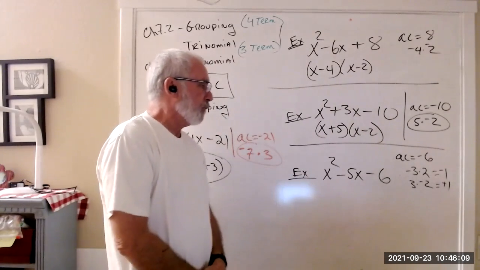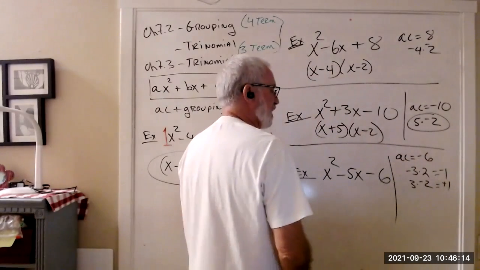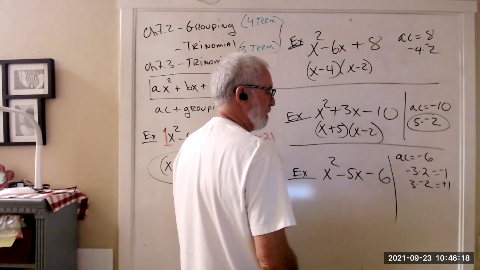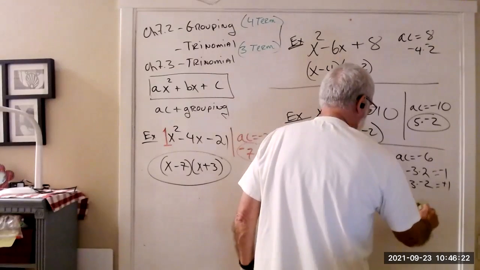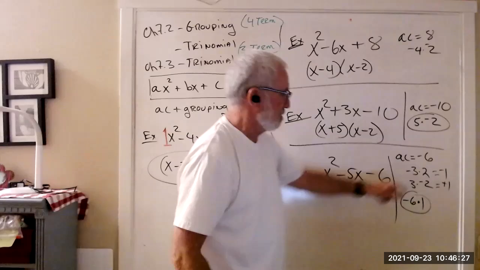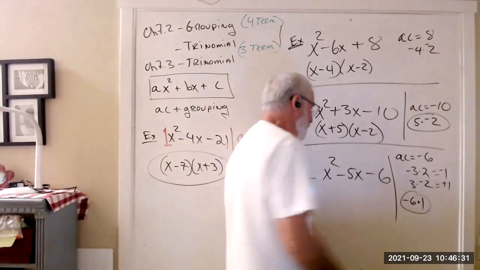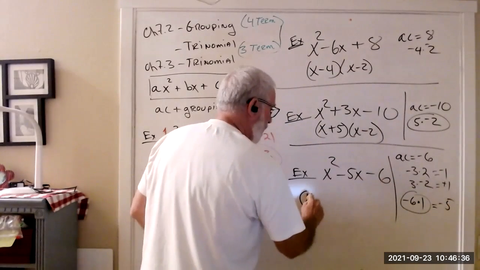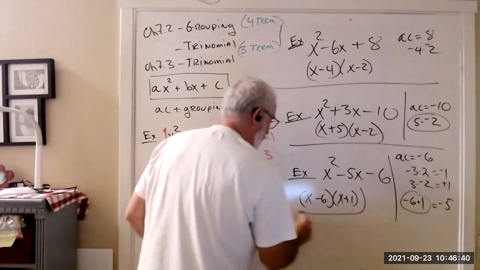What else makes negative 6 if I go AC? What else makes negative 6 but makes negative 5 when you add them? Anybody? Maybe 6 times 1. Yep. Negative 6 times 1 still makes negative 6, but negative 6 plus 1 makes negative 5. So we come over here, we have x minus 6, x plus 1, and we are done.